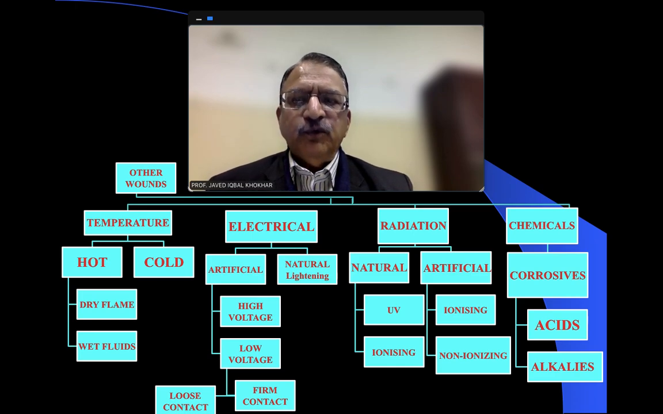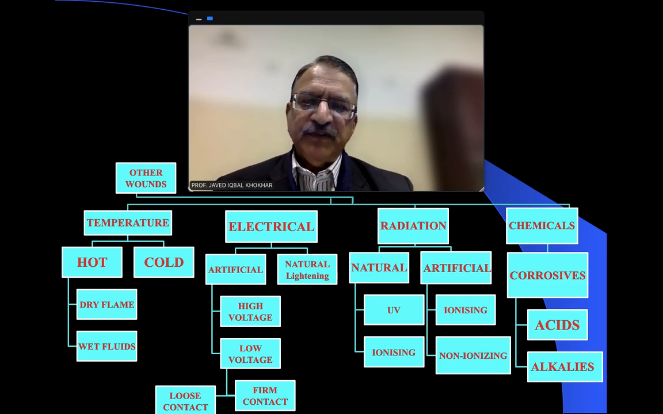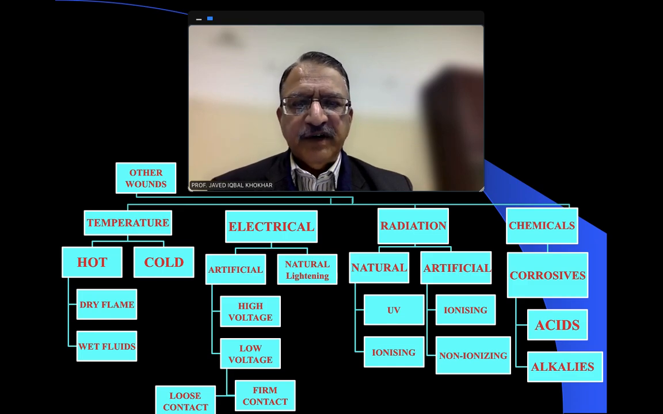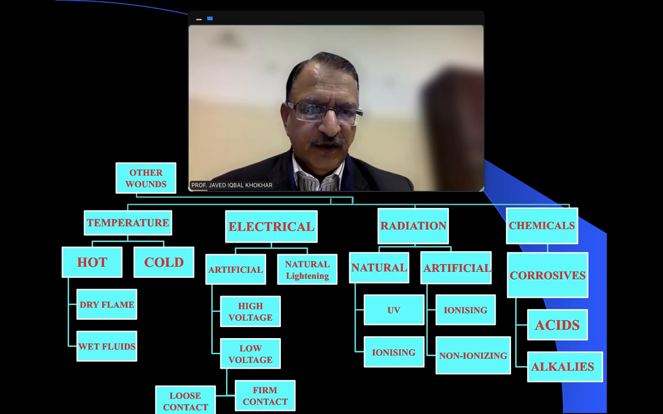Other wounds can be with temperature variation, that is hot or cold. The hot can be dry hot or wet hot. Similarly, the electrical can be artificial or natural, and the artificial can be high voltage and low voltage. The injury will vary from loose contact or firm contact, so there will be variation in appearance. Then radiation can be natural and artificial. Natural can be UV or ionizing, and similarly, artificial can also be ionizing and non-ionizing.